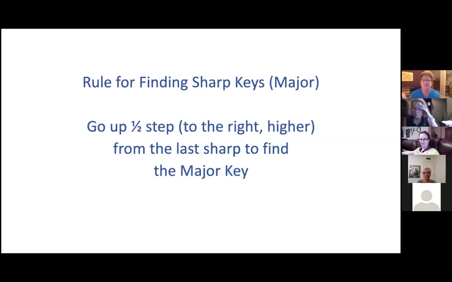Okay, now here is the rule for finding a key when it's in with sharps. Okay, major key. Whatever the last sharp is, the one that's furthest to the right. Like if I have 3 sharps, F, C, G sharp, G sharp would be what we'd call the last sharp. You want to go up a half a step from whatever that note is, and that will be the name of the major key. I have some examples here.